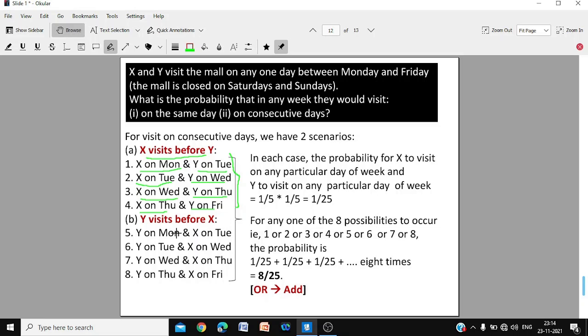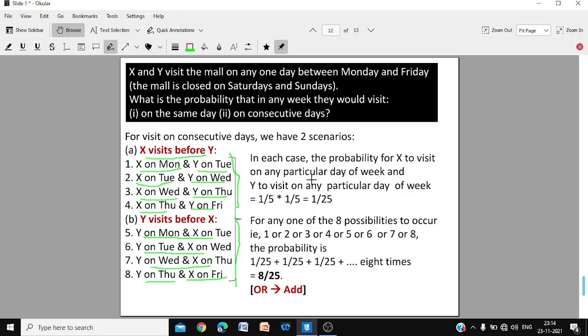Now, supposing the reverse happens, first Y goes and the next day X goes. So Y goes on Monday and X on Tuesday, or Y on Tuesday and X on Wednesday, Y goes on Wednesday and X on Thursday, or Y goes on Thursday and X on Friday. Again, we have got 4 possible ways. That means total 8 possible ways in which X and Y could be visiting on consecutive days, either first X and then Y, or first Y and then X.